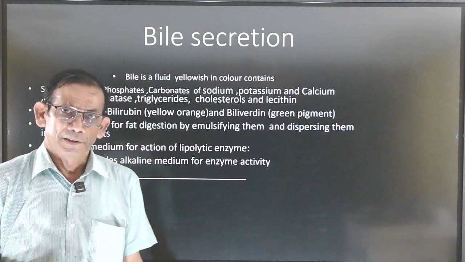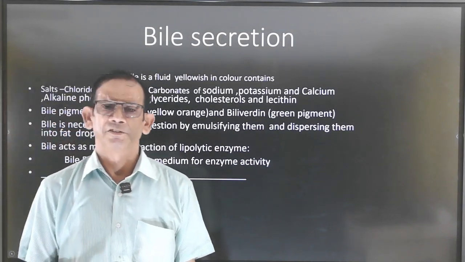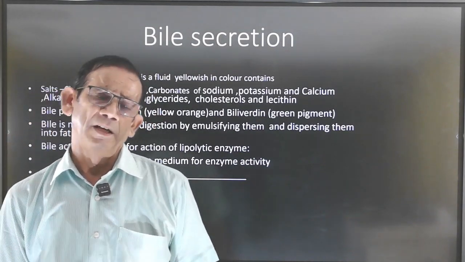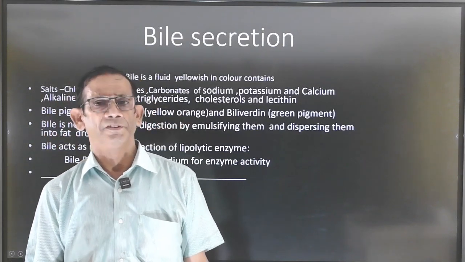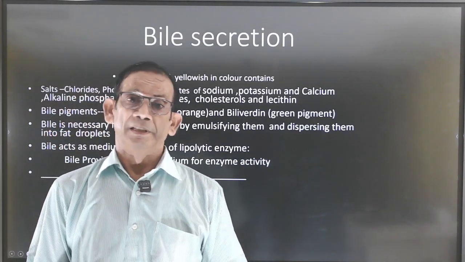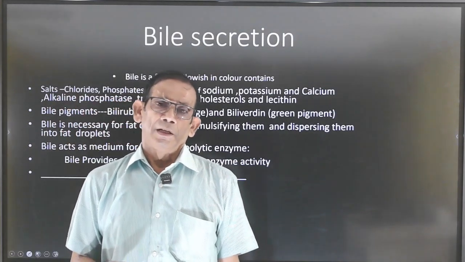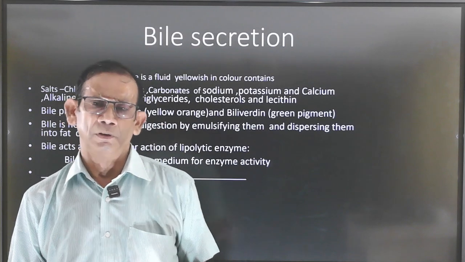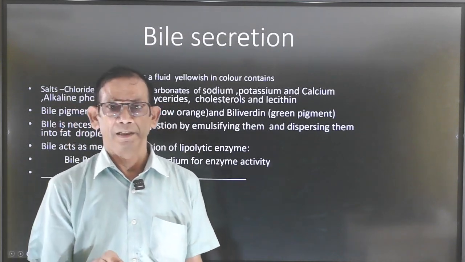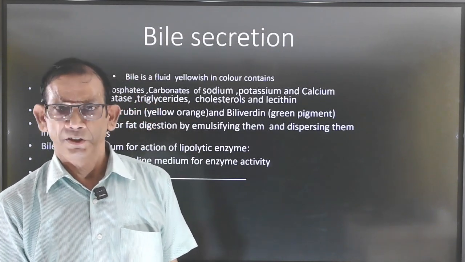Besides this, there are two pigments known as bilirubin and biliverdin. Bilirubin is yellow in color and biliverdin is green in color. These pigments help in the formation of the color of our stool, which is particularly brownish yellow in color.